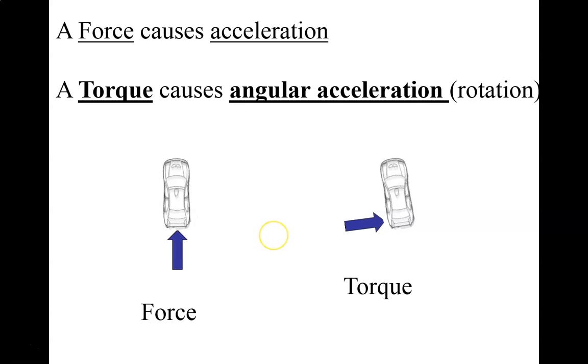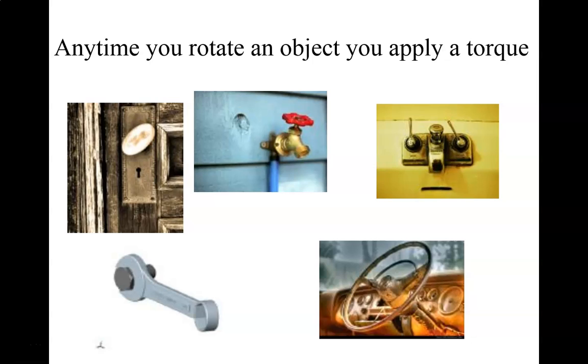A torque causes rotation. A torque is a force that's applied in such a way that it causes rotation or angular acceleration. So anytime you rotate something, you are applying torque. You are creating torque. When you rotate a doorknob, when you rotate your hose faucet handle, a steering wheel is all about torque. That's why you've got a good sized wheel instead of a tiny little wheel, because you get more torque from a bigger wheel.